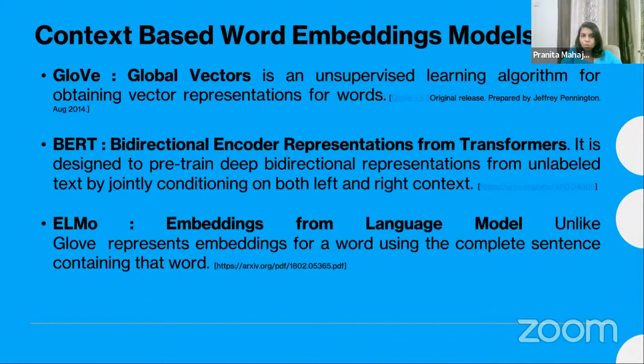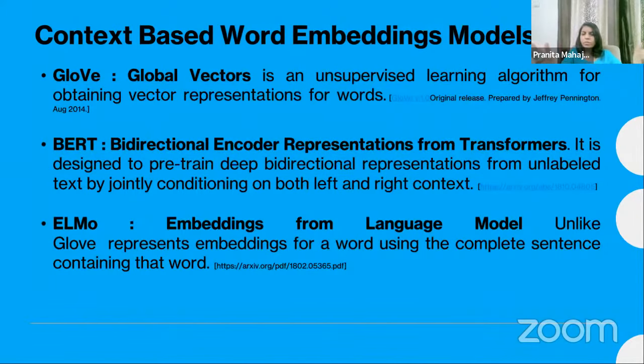Let's try to understand GloVe first, a very popular model, an initial one, we should say a 2014 model, for the context representation of words. It is an unsupervised learning algorithm for obtaining vector representations for words. Then there was an evolution, which was BERT.